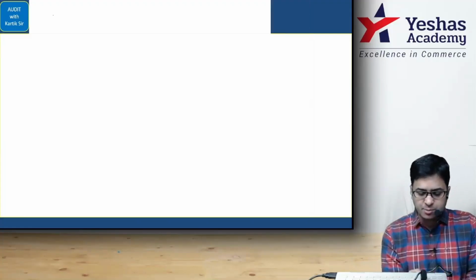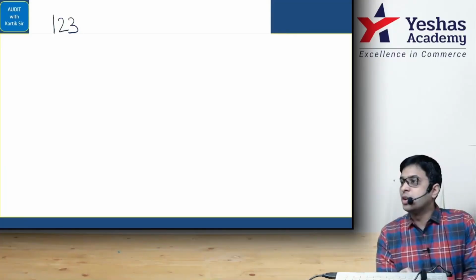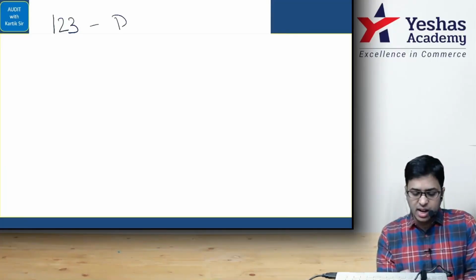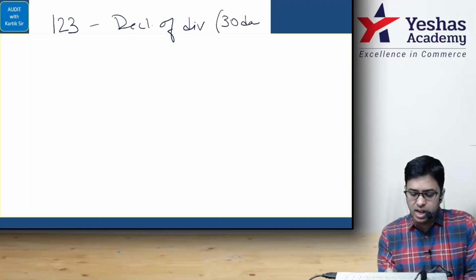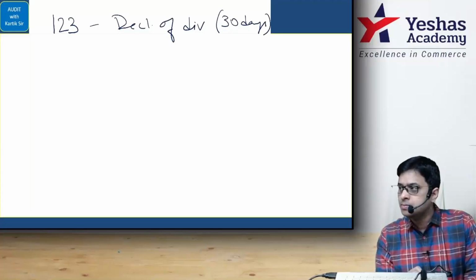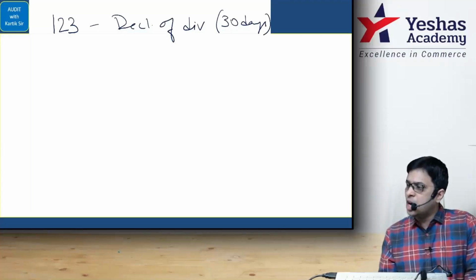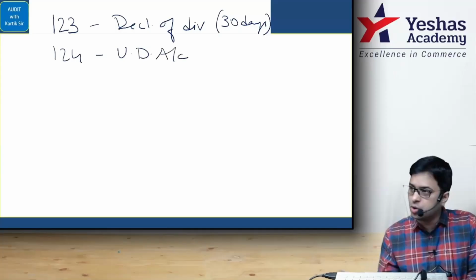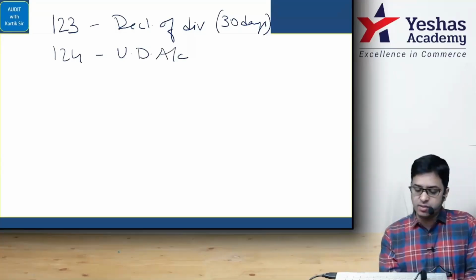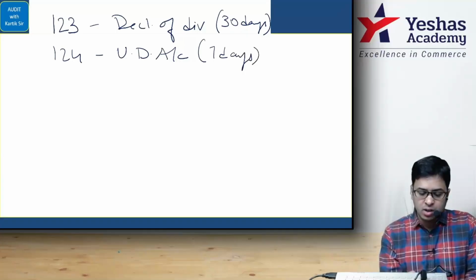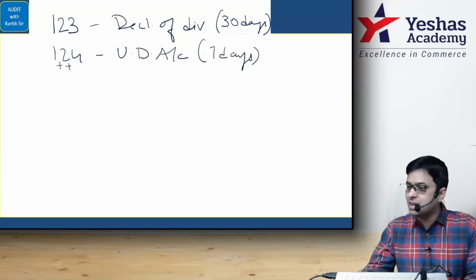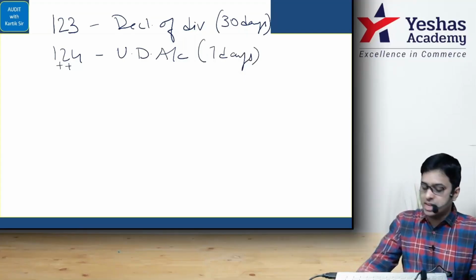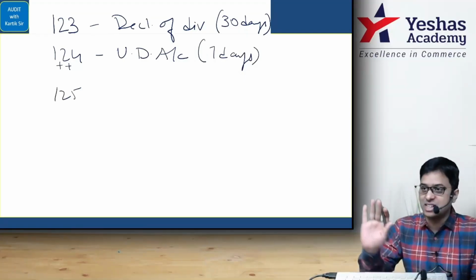Dividend you are paying as per section 123. 123 is declaration of dividend. Whenever you declare dividend, you have to pay within 30 days. Yes or no? If you fail to pay within 30 days, then in the next 7 days, under section 124, you transfer it to the unpaid dividend account. How do you remember 7 days here? 1 plus 2 plus 4 is 7. Not everything works like this, I'm just telling.